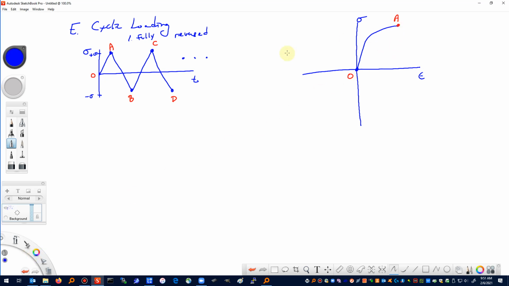Okay, so now we're sitting at A, and we're going to decrease the load to 0, and then we're going to put it into compression till we get to B. And that point here would be our point B. The value of the stress at that point, I'll bring it right here, would be minus sigma, and the value of the stress at this point would be our plus sigma value.